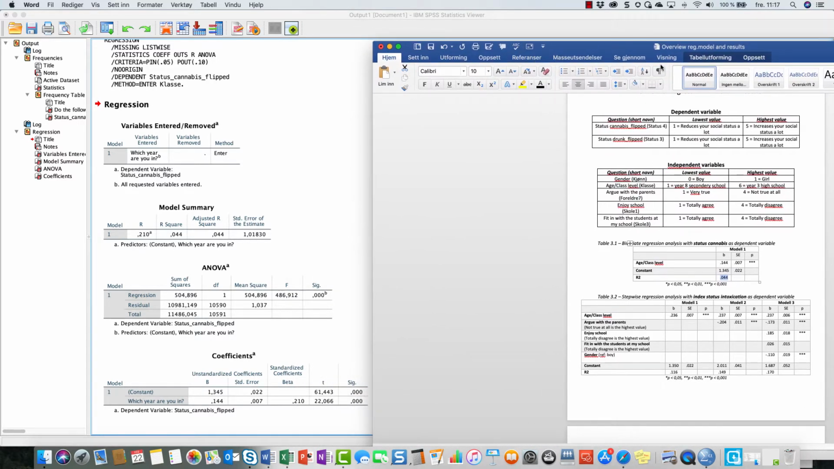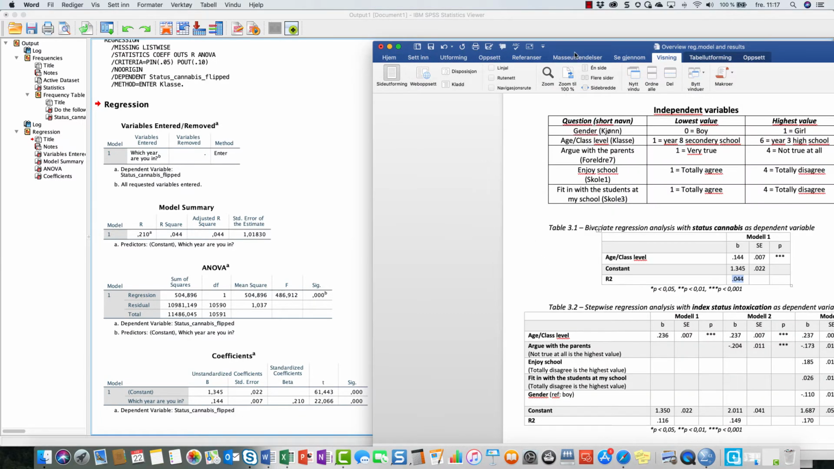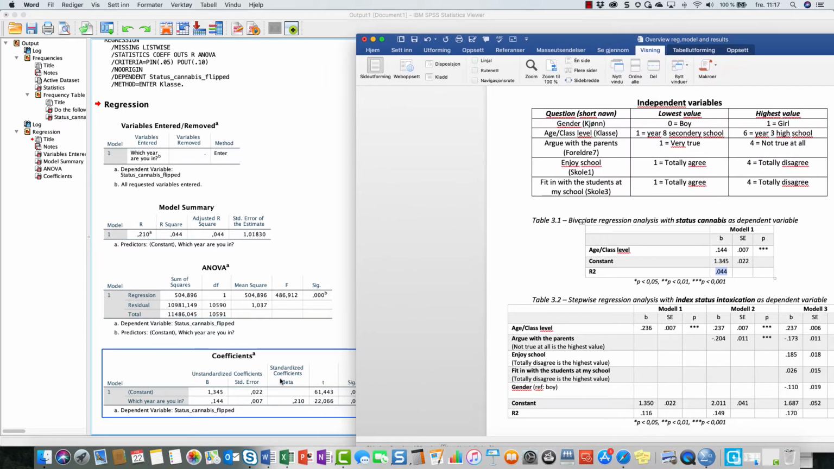I can just, you know what? I can make this. I can zoom in, so I can take this to 150, so it's easier to see. Then I go to the coefficients, which is the regression results, and I take the constant, 1.345, and I put it in here. Oh no, sorry, there.